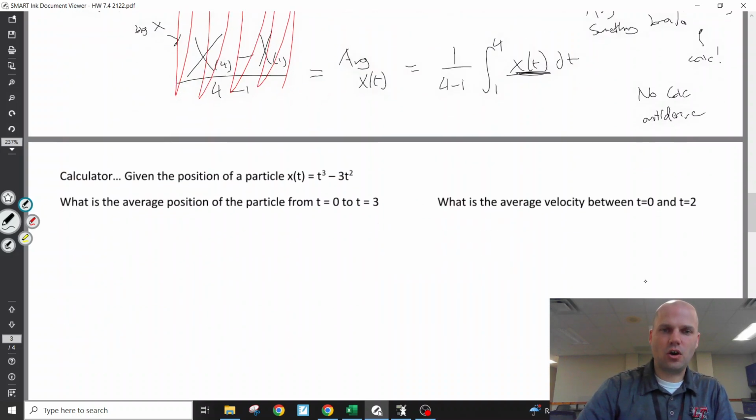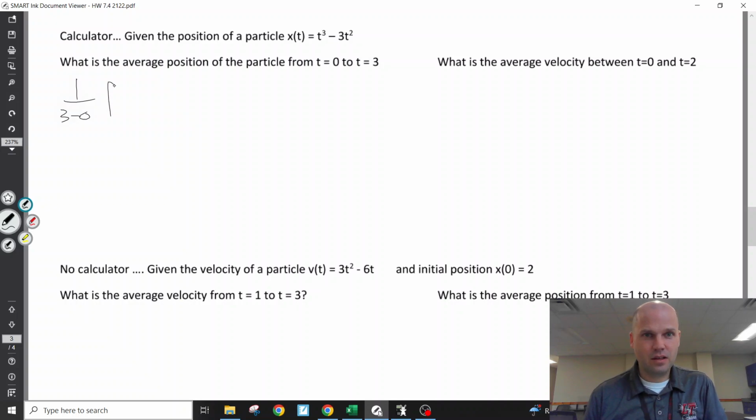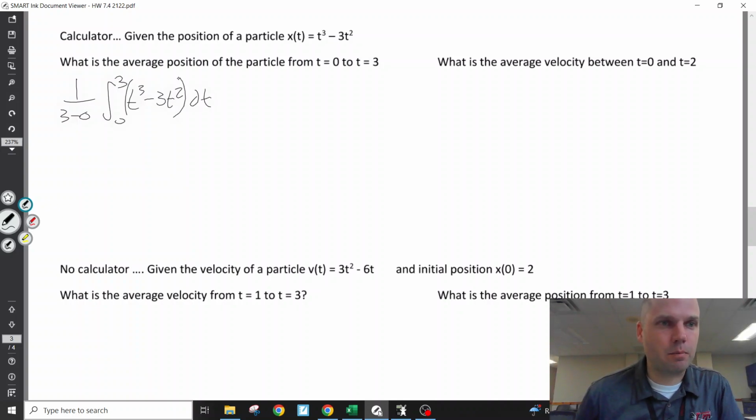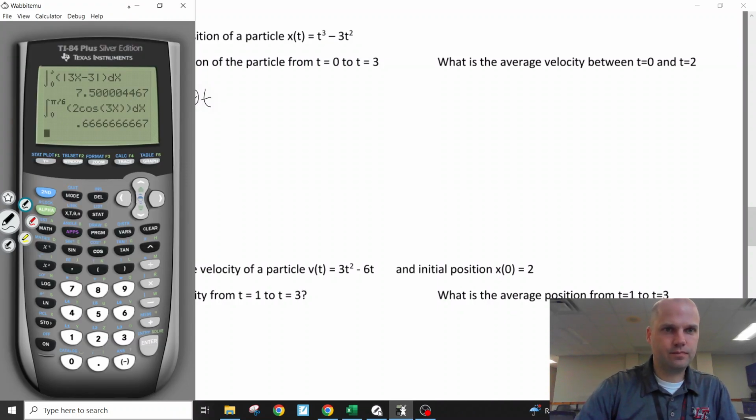Okay, so let me just show you. I'm giving you the position. I'm asking for the average position. 1 over b minus a, integral from a to b, of what I'm trying to find the average of. If you have a calculator, boom, this is easy. This is done. We're good. So let's do it. I have a calculator. It's great.